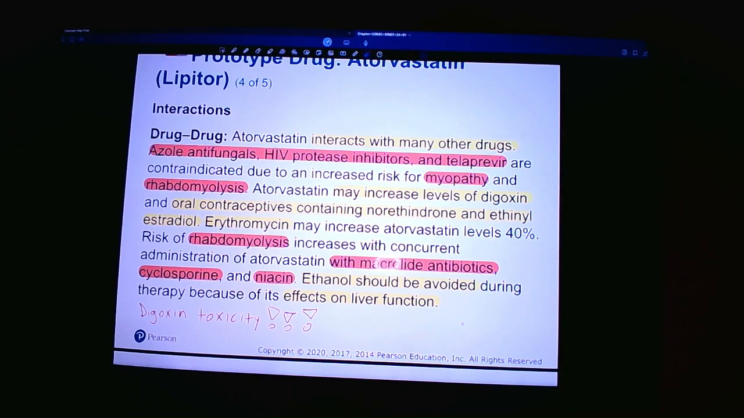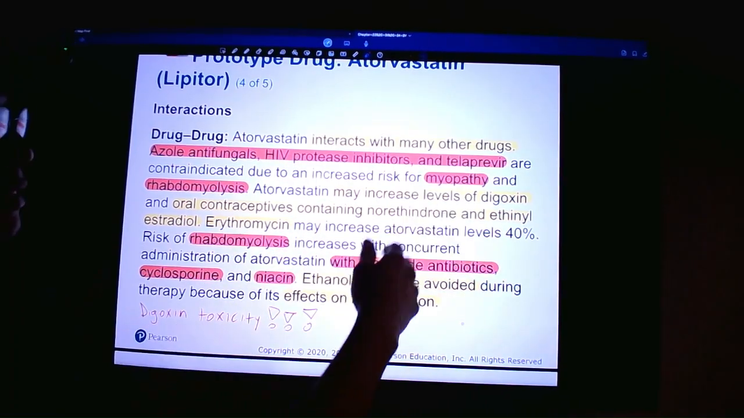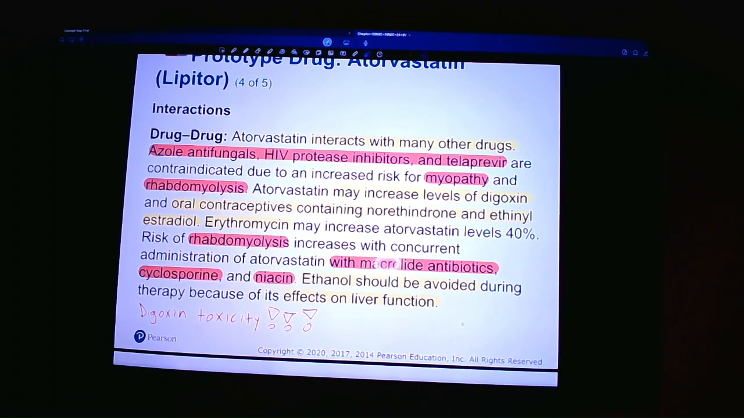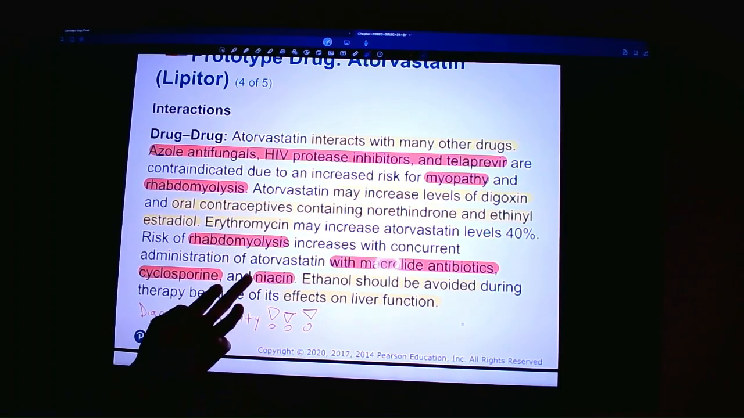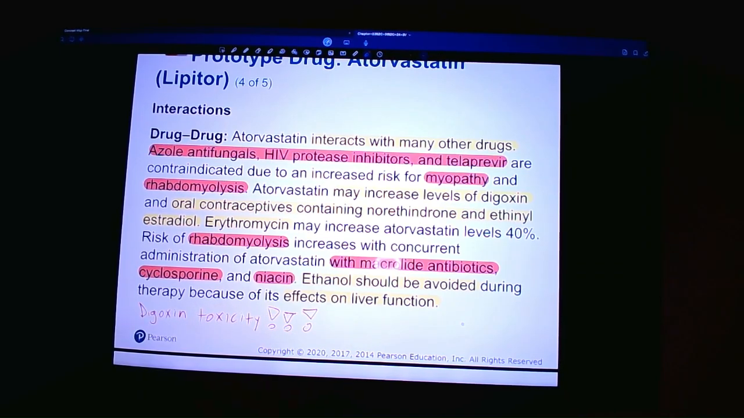A lot of different anti-infectives increase the likelihood of myopathy or rhabdomyolysis, right? Myopathy is muscle damage, and rhabdomyolysis is another type of muscle damage, so we can recall with that. And then niacin, that one's a little bit more unique. That's our vitamin B3, or B complex vitamin, right? Ethanol should be avoided because it causes damage to the liver. Surprise, surprise. So obviously we don't want to give it.